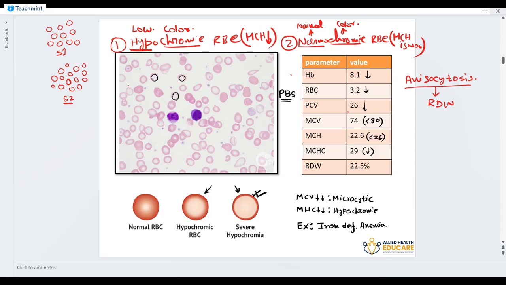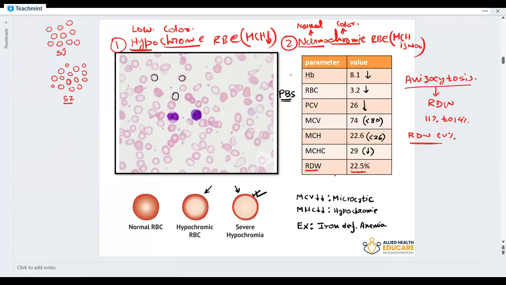More the variation between the RBC size, more the RDW value. So here, the normal range of RDW lies between 11% to 14%. Actually, RDW is expressed as red cell distribution width CV percentage. So that is why we have to express the RDW value in percentage. So here the RDW value is greater than 14%, at 22.5%, which means there is a great variation between the RBC sizes.